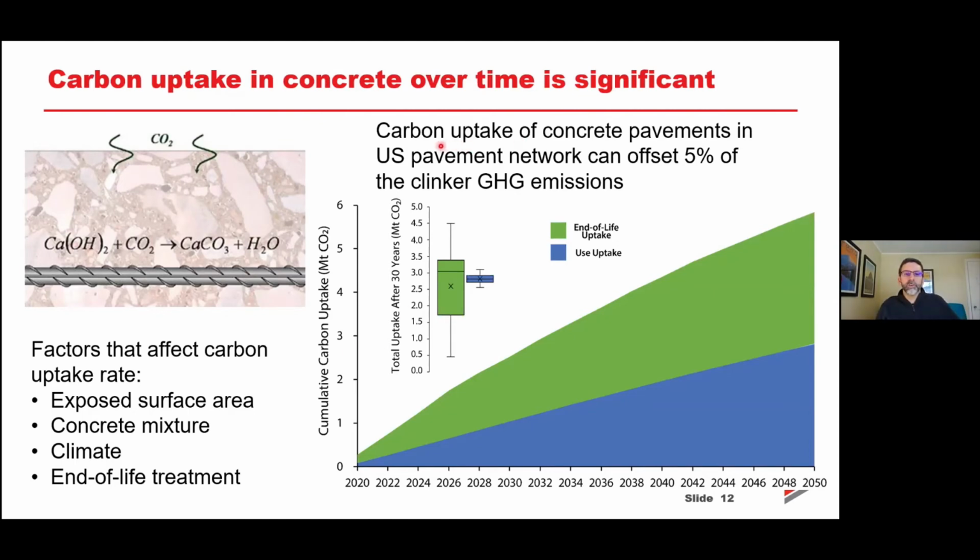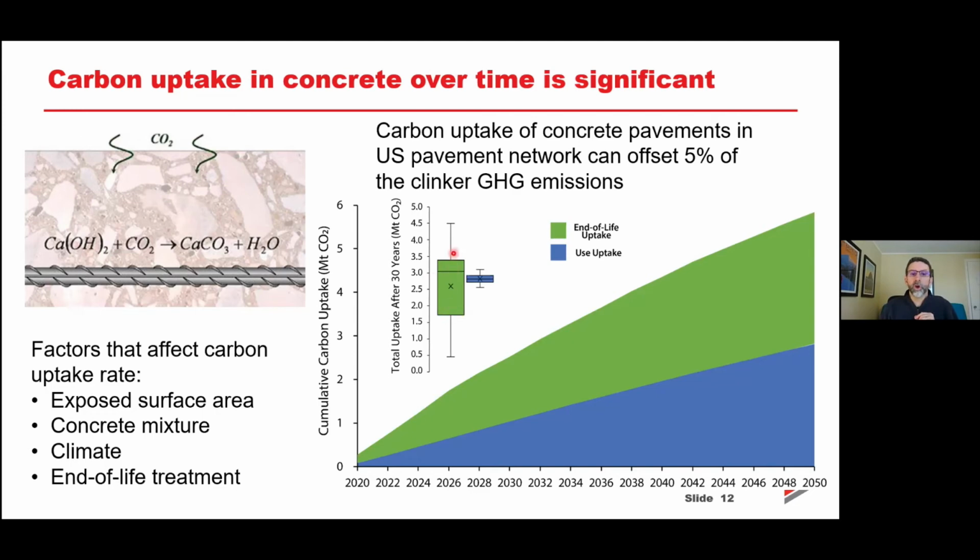This is just for the concrete pavements in the US pavement network. And this blue part right here is the amount of carbon uptake that would be expected during the use phase, so just when the flat top surface of the pavement is exposed, whereas green is the amount that we could expect when we're crushing up concrete at end of life. And you can see the uncertainty right here as well.